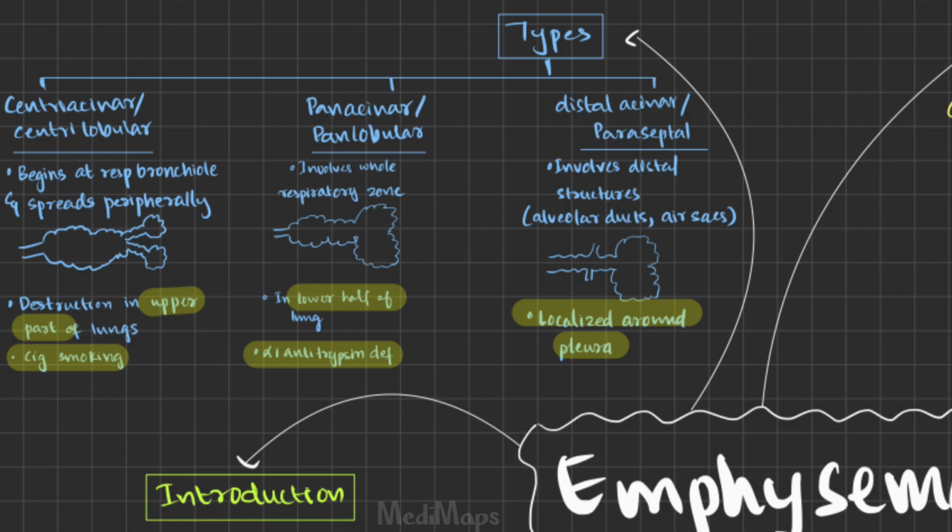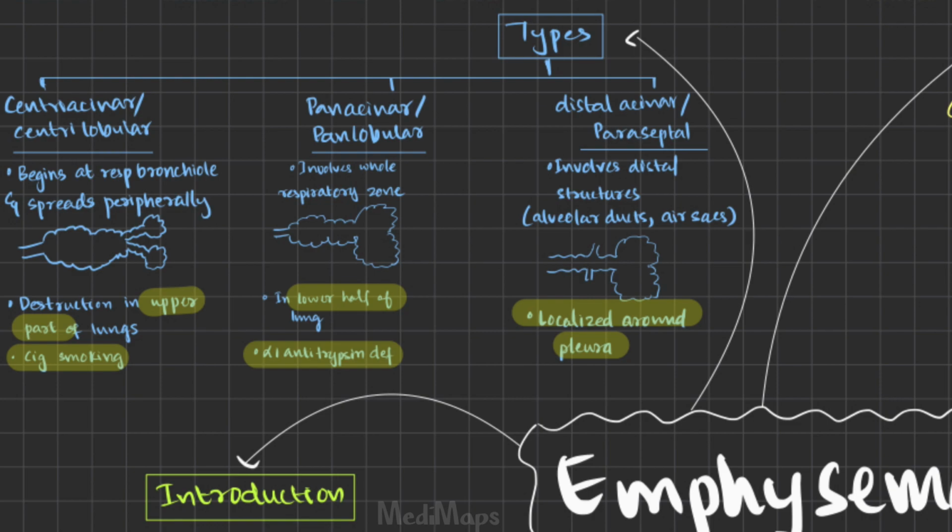Talking about the third type, the distal acinar emphysema. From the term itself, it implies that only the distal parts of the acini are affected. That is, the respiratory bronchioles are not affected. Mostly the alveolar ducts and the alveoli are affected. In terms of lobes, it is not defined by lobes. It is seen in association with the pleura. That is, the regions close to the pleura are affected. It is seen in association with areas of fibrosis or scarring.